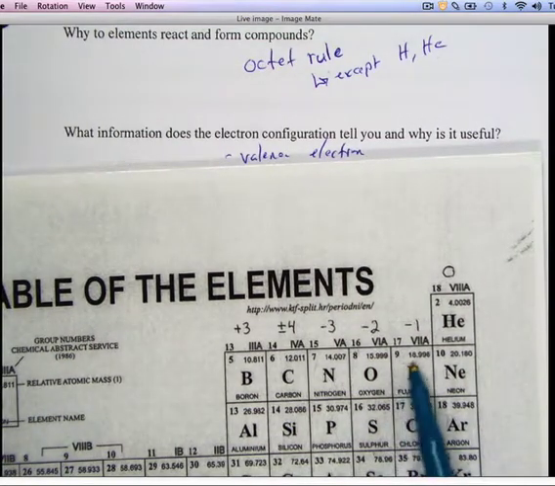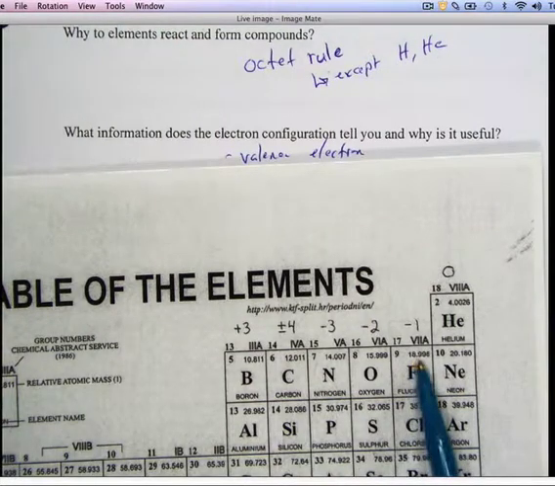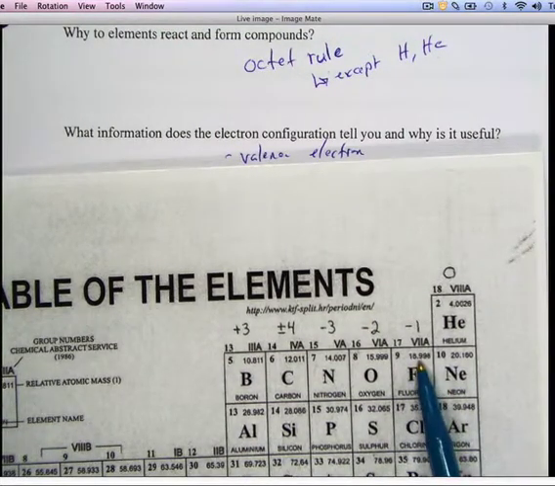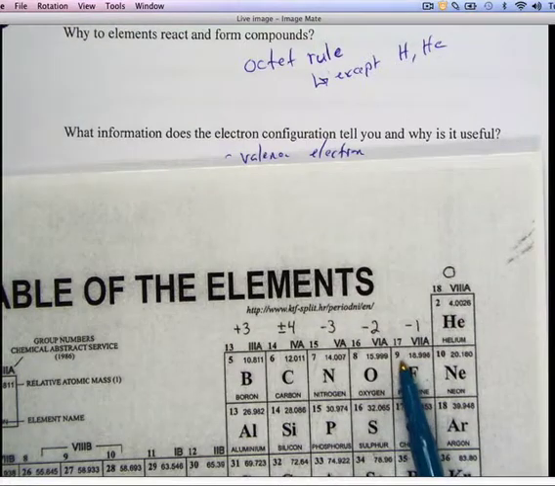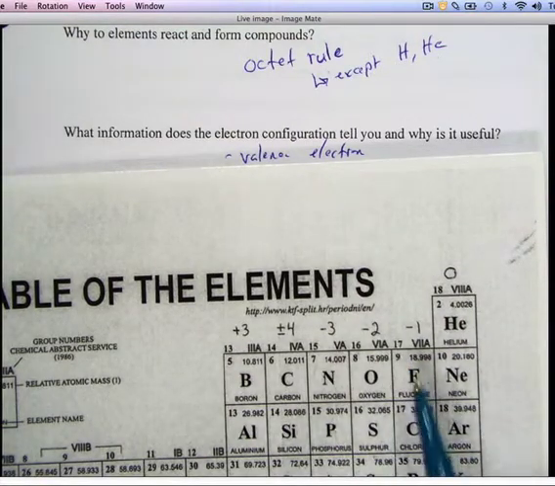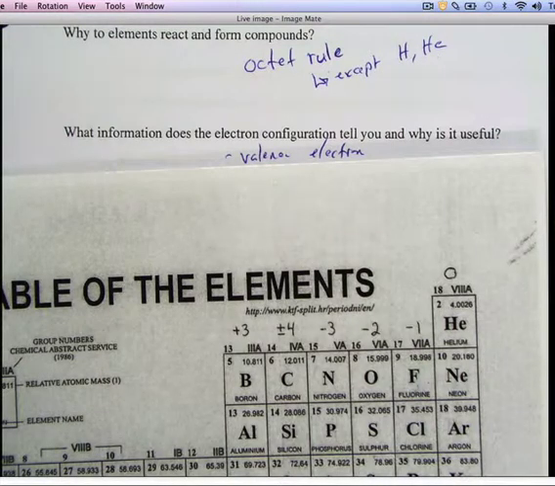I can tell you that the atomic weight is 18.9. The mass number is 19, which you round. I can tell you that 19 minus 9 gives me 10 neutrons. I can tell you normally without a charge it's going to have 9 electrons because it's going to be the same as your protons.